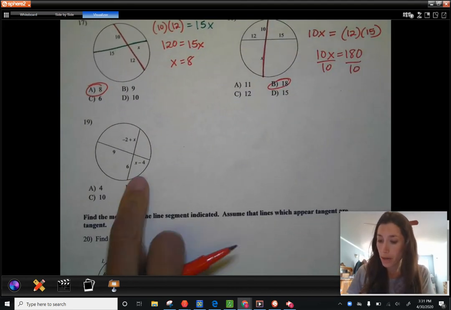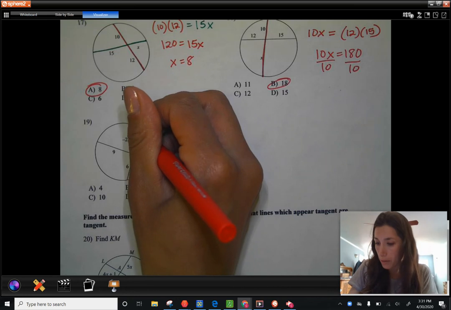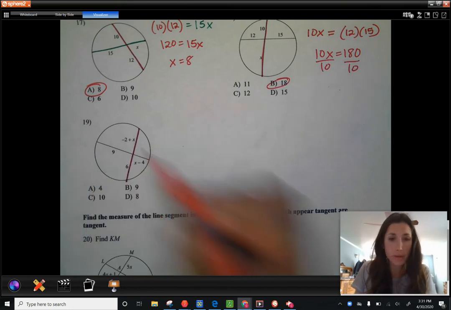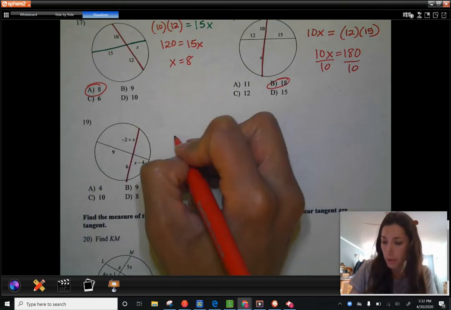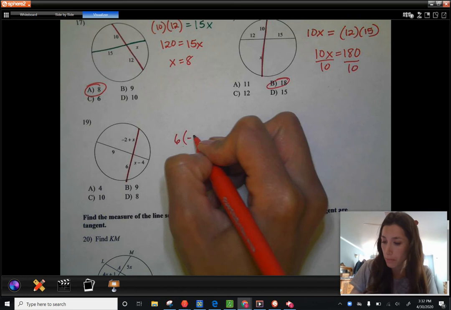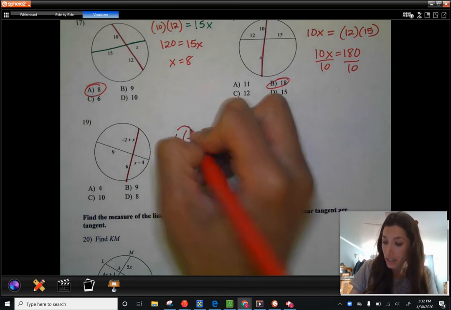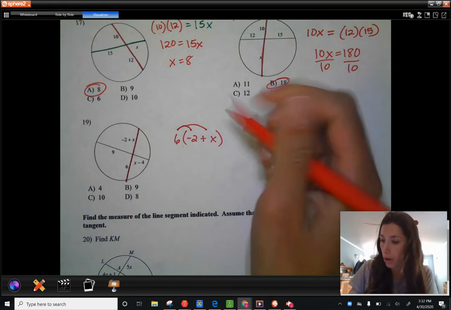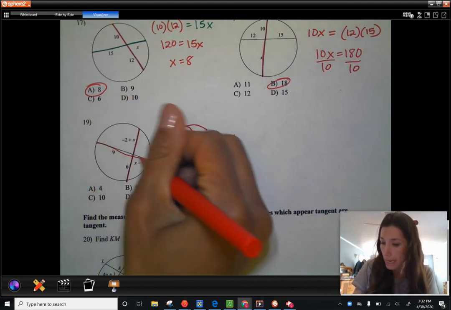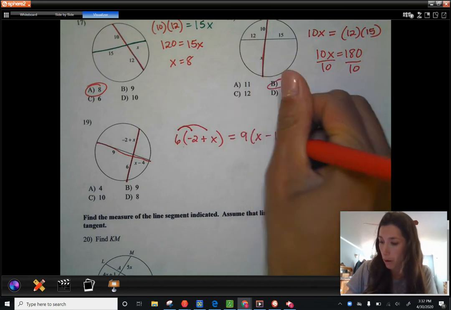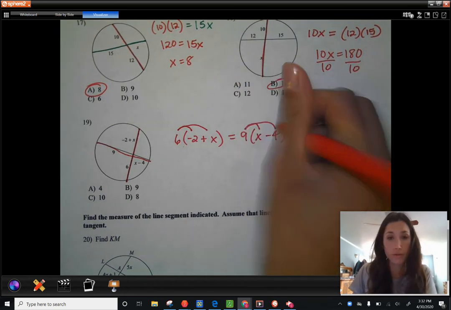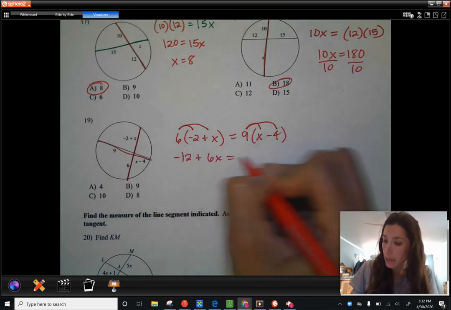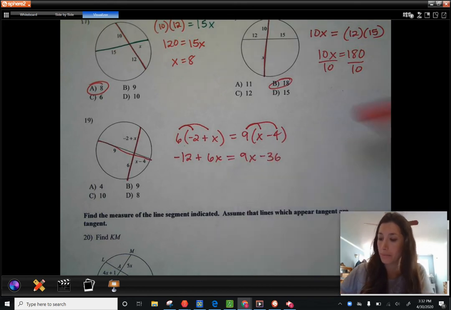And this question here, we're just solving for x, but notice that there's more than one term for some of these. So I have a 6, and that's being multiplied with a negative 2 plus x. So I'm going to put the single term first, just as a reminder to me that 6 should be multiplying with both things. So the product of one chord is equal to the product of our other chord, 9 multiplied with x minus 4. So I'm going to distribute the 9 to both terms here as well. This is going to be negative 12 plus 6x equals 9x minus 36.